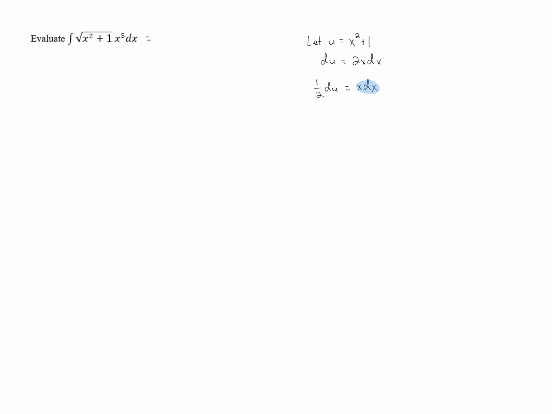So let's go and split that out. So this is going to be the integral of the square root of x squared plus 1, which we know is going to be u. And then we need there to be an x dx, so we can split this up as x to the 4th times x dx. Now, we need to know what x to the 4th is in terms of u.